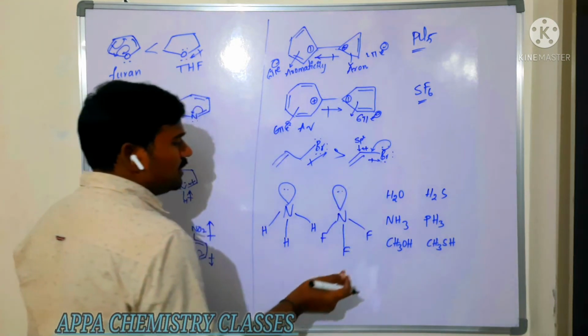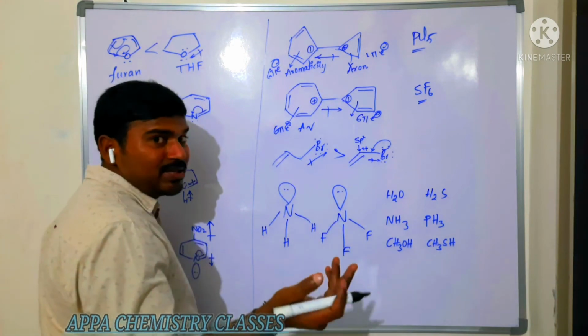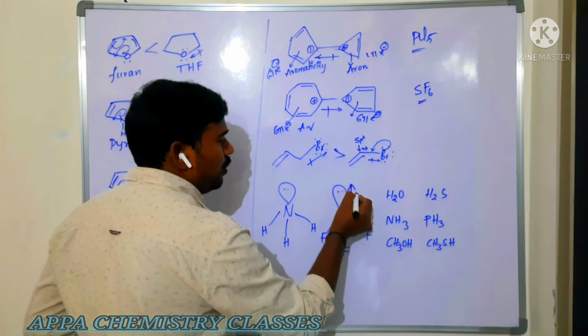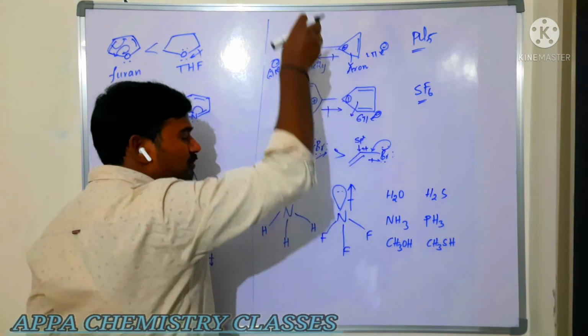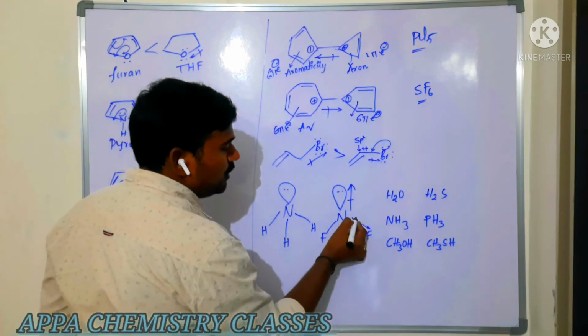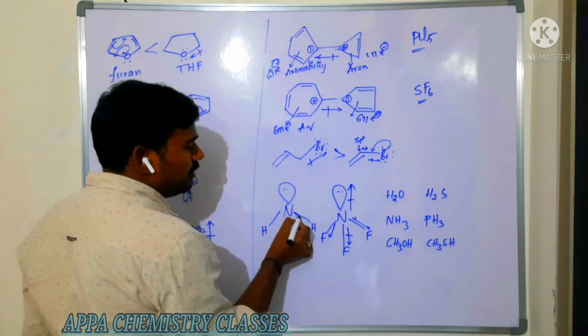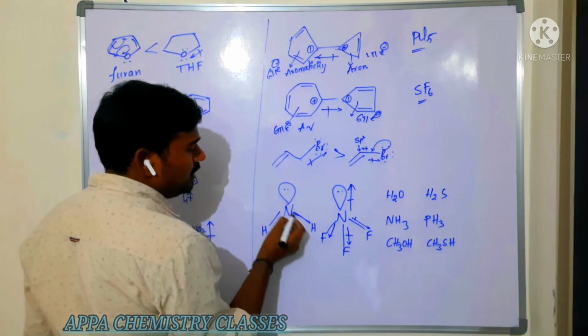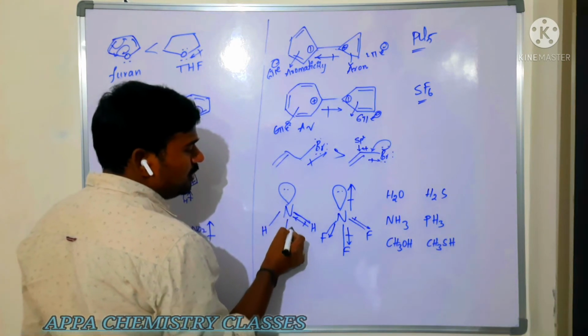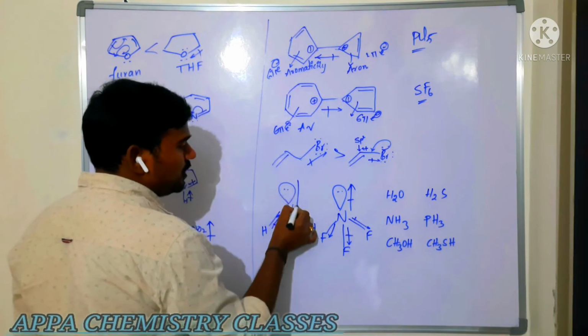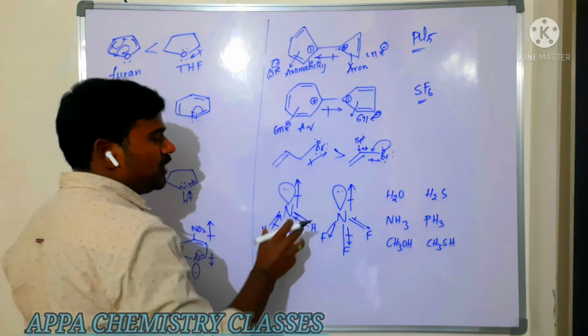So generally we will think, the more the electronegativity, the more the dipole moment. But in this case, the lone pair of electrons is pulling in the upward direction, whereas the fluorine is pulling in the downward direction. Here, between hydrogen and nitrogen, nitrogen is more electronegative, so the electrons shift towards the nitrogen. Here also it shifted towards the nitrogen. Now the lone pair is pulling away.